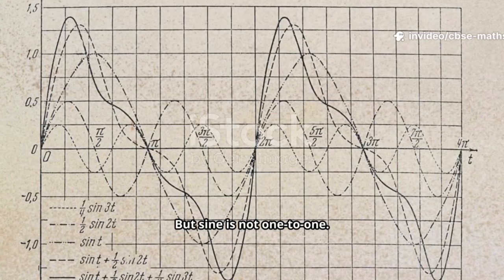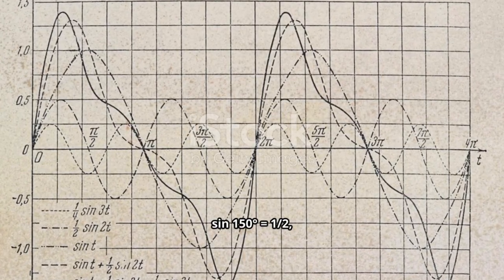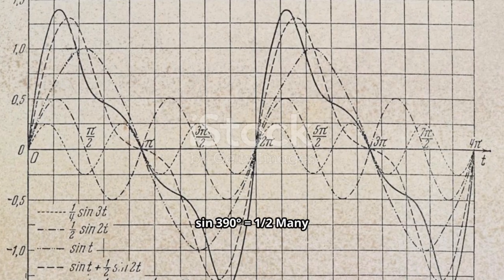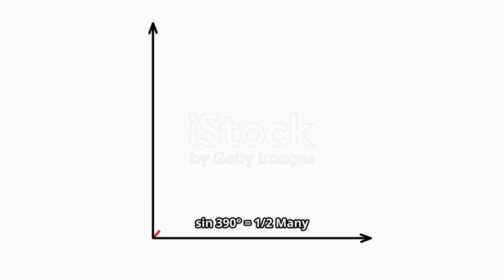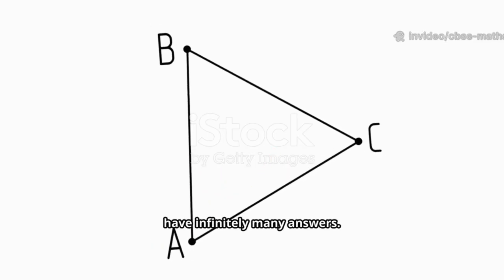But sine is not 1-to-1. Sin 30 degrees equals 1/2, sin 150 degrees equals 1/2, sin 390 degrees equals 1/2. Many angles give the same value, many to 1. That's a problem for an inverse. Sin⁻¹(1/2) would have infinitely many answers.